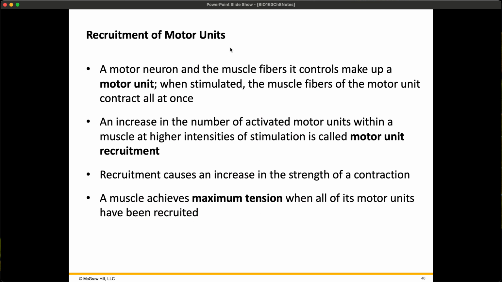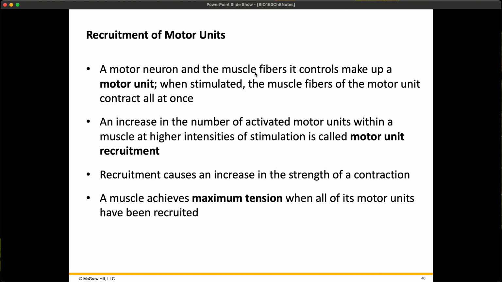So I've been talking about this recruitment without trying to really say this word very much, but we can talk about the recruitment of motor units. So a motor neuron and the muscle fibers it controls make up a motor unit. So a motor unit is one motor neuron and then multiple muscle fibers.